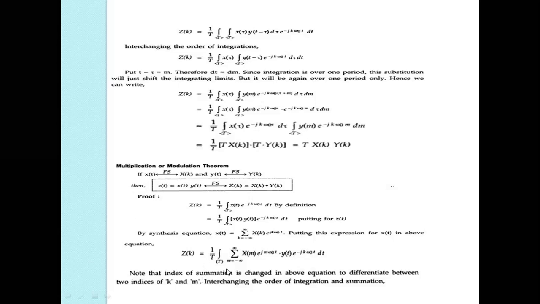But before that, the index of summation is changed. Here the k value is there. That k is changed to m, because whenever it is e power j k omega naught t and e power minus j k omega naught t, both have the same base, and you can add the powers, you'll get e power 0. The e power 0 becomes 1. So we can't derive the multiplication or modulation theorem to get x of k convolved with y of k. For that case, before going to prove the function, you can change the k values to m values. Okay, I'll explain here.